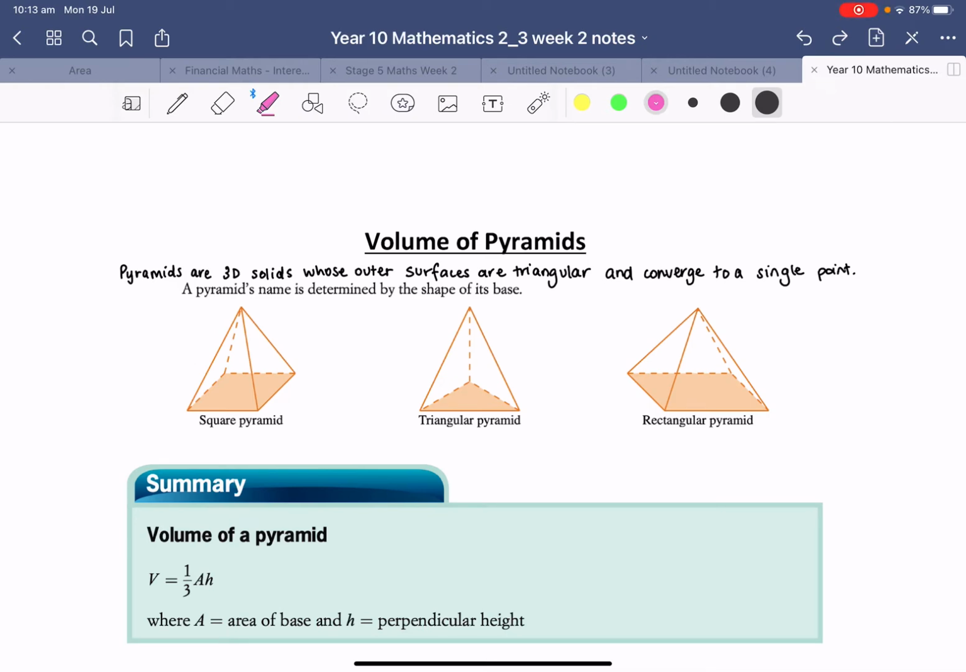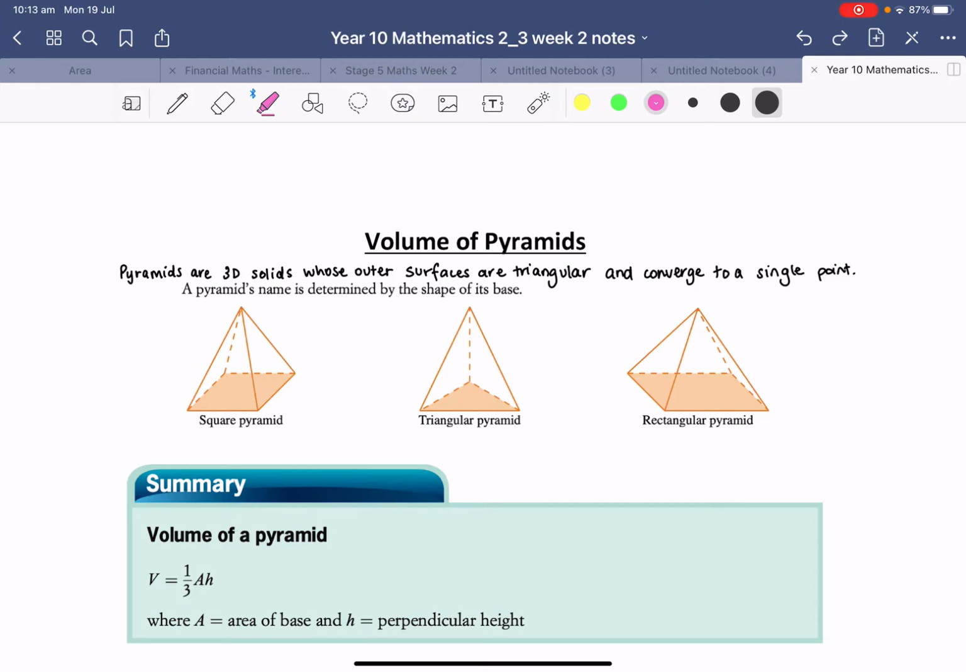Hey everyone, in this lesson we're going to go through how to find the volume of pyramids. But first, what is a pyramid? A pyramid is a 3D solid whose outer surfaces are triangular and they converge to a point. A pyramid's name is determined by the shape of its base.